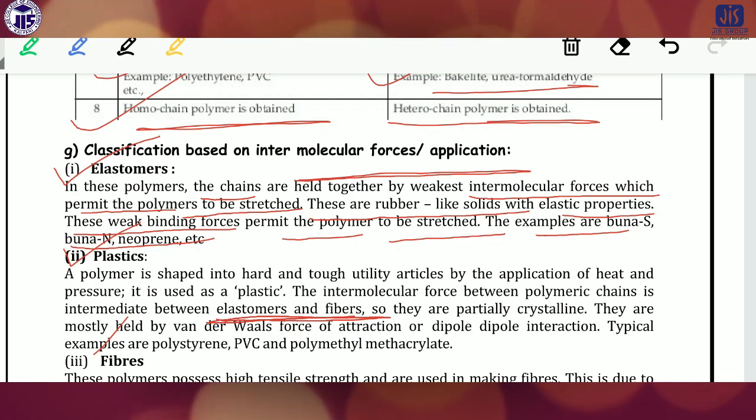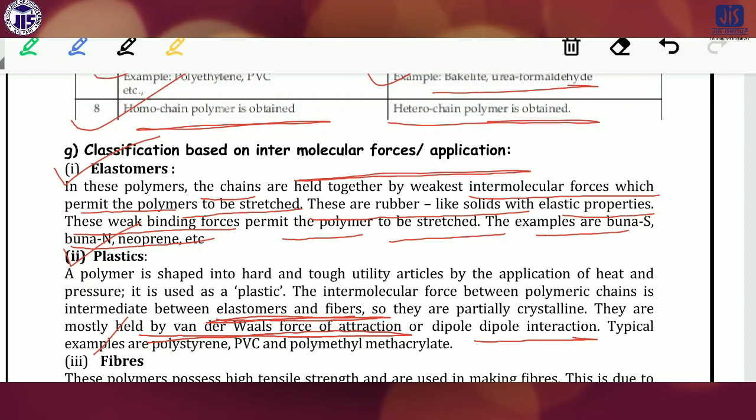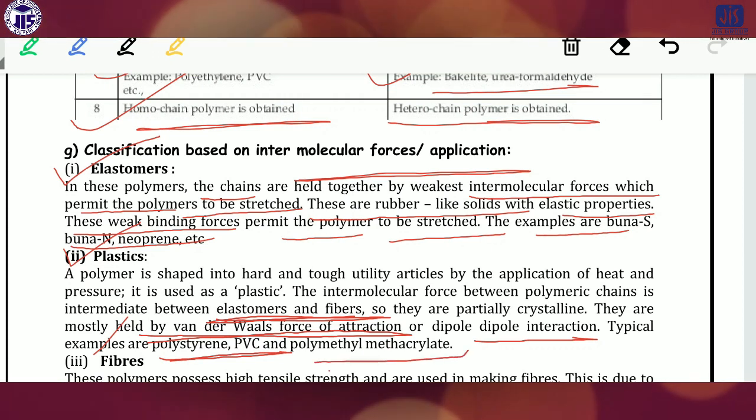So they are partially crystalline. They are mostly held by van der Waals forces of attraction. You have to keep in mind that in case of plastics, van der Waals force of attraction or dipole interaction is applicable. Typical examples of plastics, all of you know very well, are polystyrene, PVC, and polymethyl methacrylate. So these all are examples of plastics.